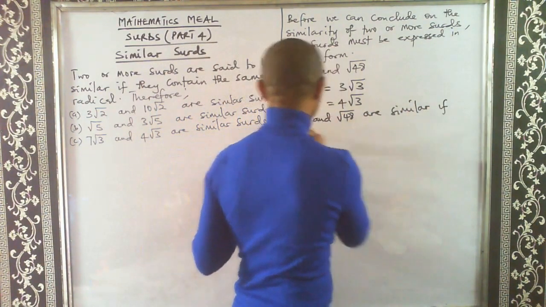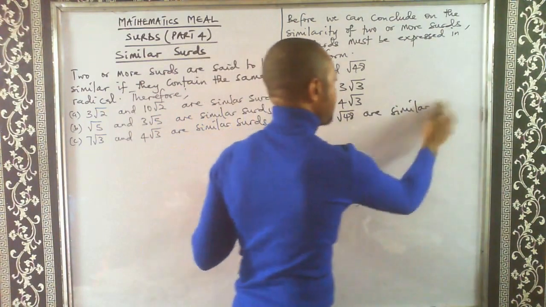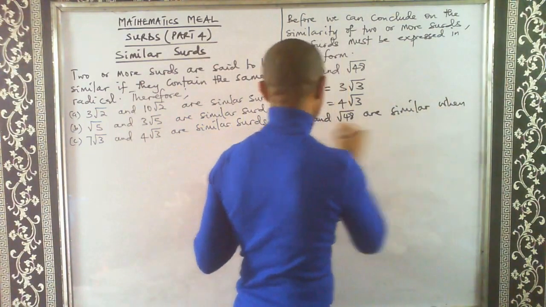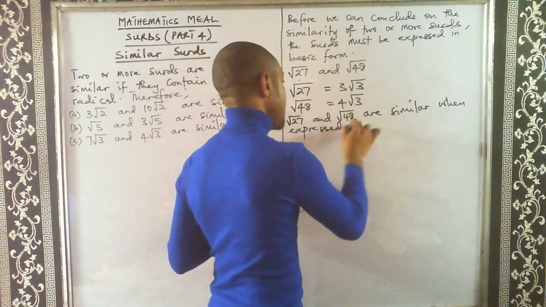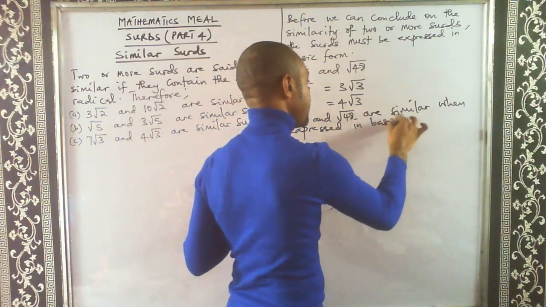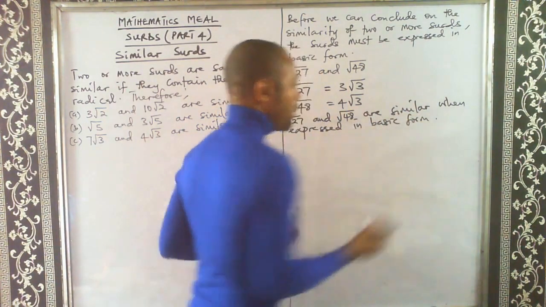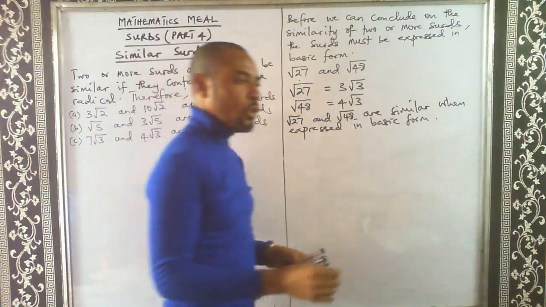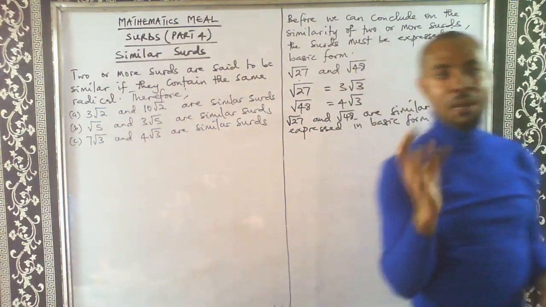So square root of 27 and square root of 48 are similar when expressed in basic form. So don't play with this. These two points are very, very important.